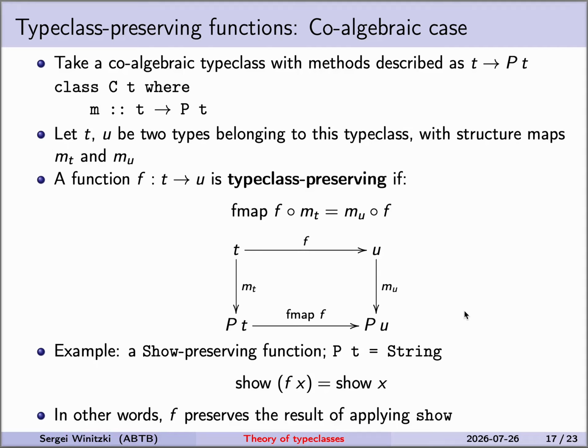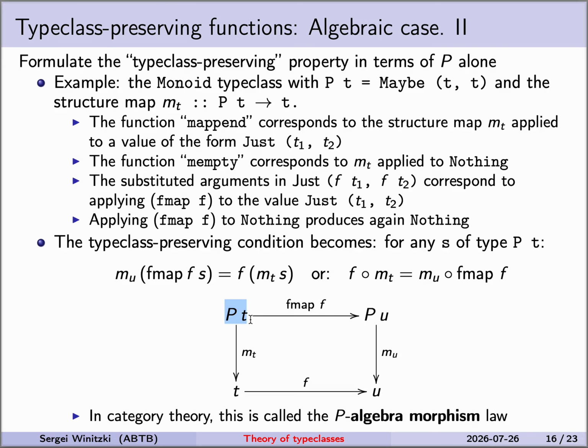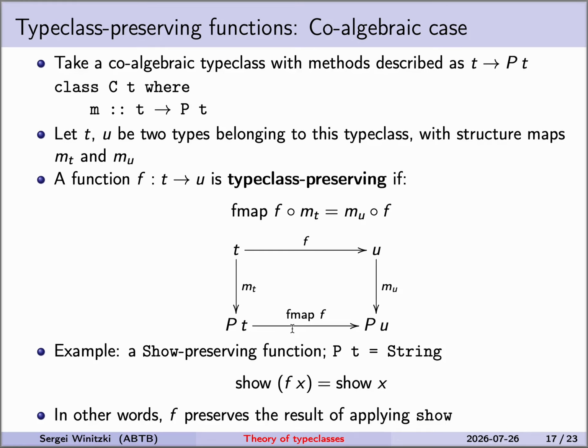So let's now look at the coalgebraic case. It's a very similar thing. We can just reverse all the arrows, and we had previously Pt to t, now we have t to Pt. So we just repeat the same diagram with a different direction of arrows. Instead of starting here from a value of type Pt, we start here from a value of type t. Then we can apply f or apply mt to it, and again we will get to a value of type Pu, and we should get to the same value if we are applying first this and then this, or we're applying first this and then this.